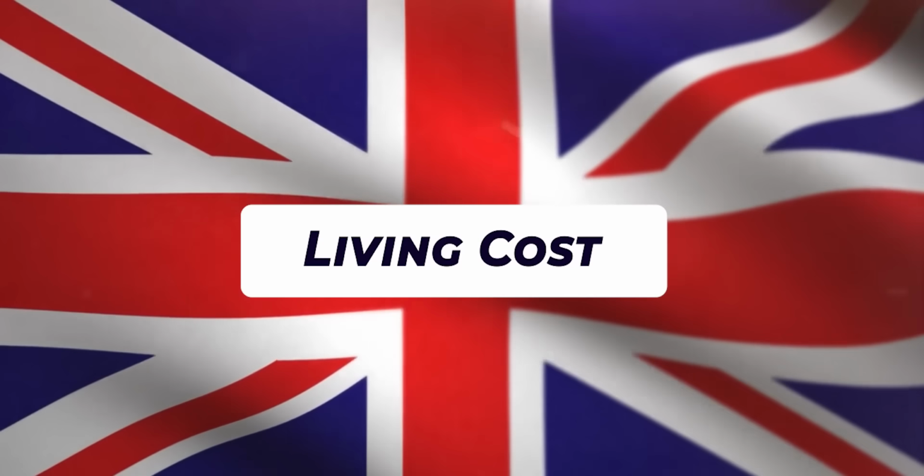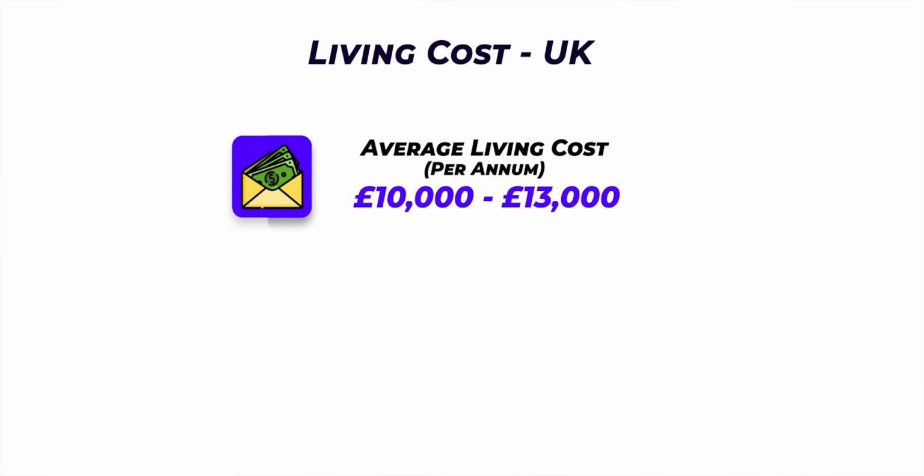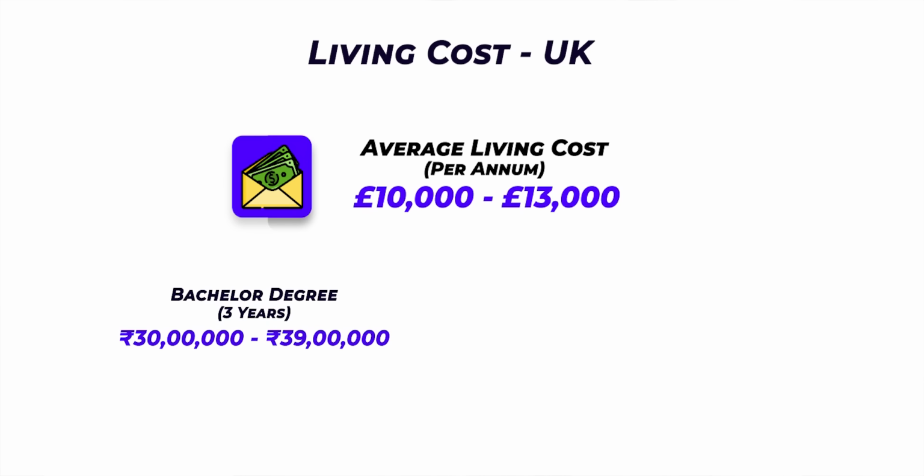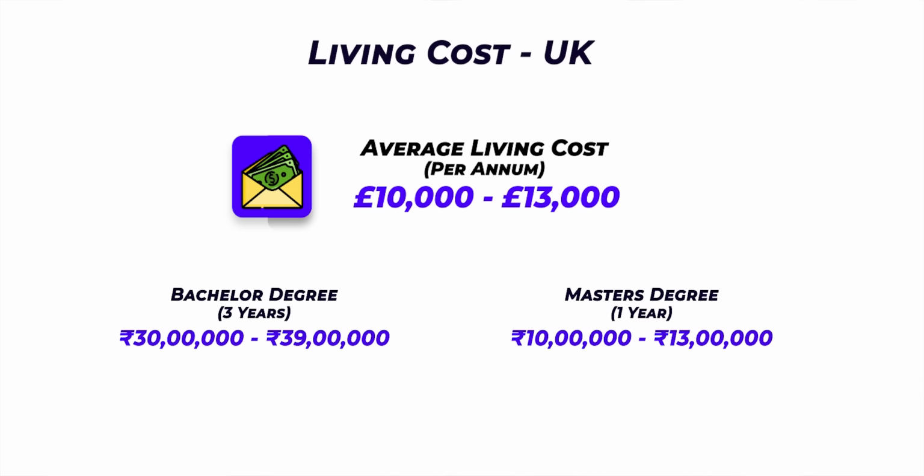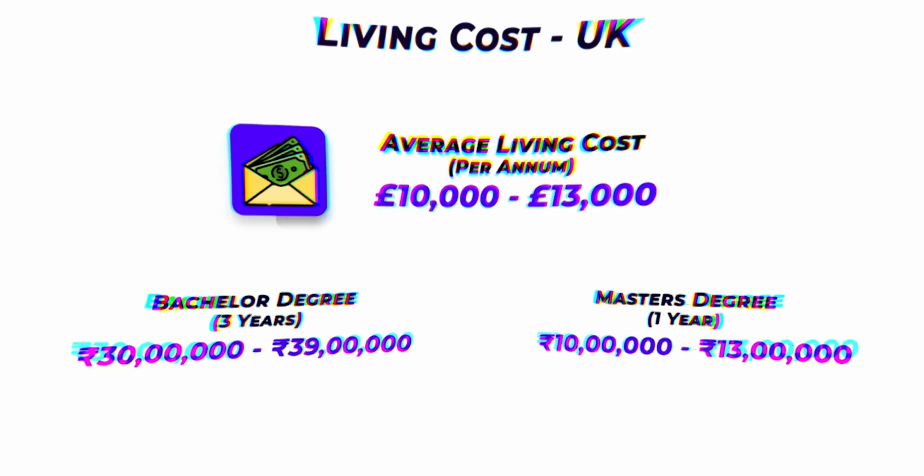Start करते हैं UK से. So UK में you can estimate 10 to 13,000 pounds per annum as your living cost, which means for a bachelor's degree you will have to set aside 30 to 39,000 pounds for 3 years, which is roughly equal to 30 to 39 lakh rupees. For masters, it will be 10 to 13 lakh rupees for the full program.